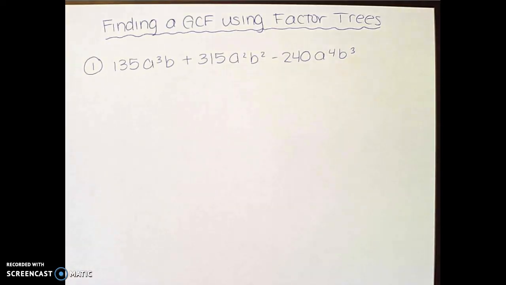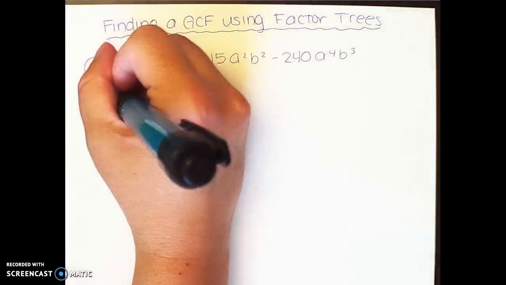Hi guys, this is a video on finding and factoring out a GCF using factor trees. So looking at this example, my three coefficients are rather large numbers, and without the use of a calculator, it's not so easy to tell what the greatest common factor is. So using a factor tree or prime factorization of these numbers is a strategy that I have to find my greatest common factor. So I'm going to build a factor tree for each of my three coefficients, starting with 135.